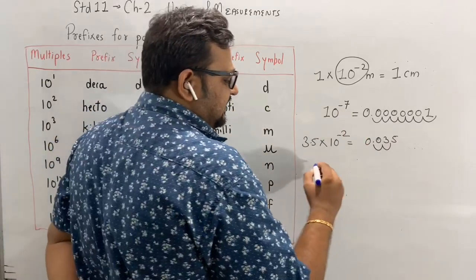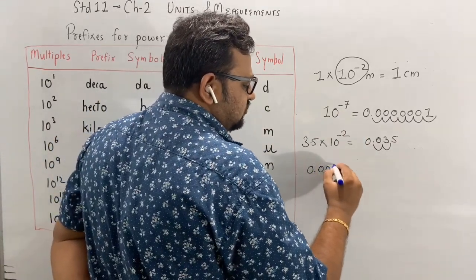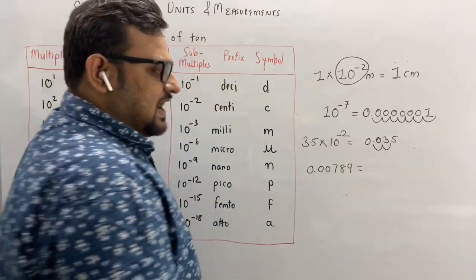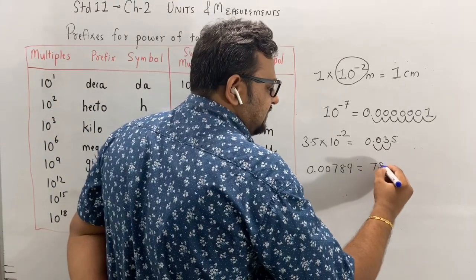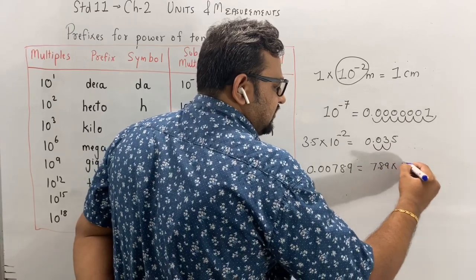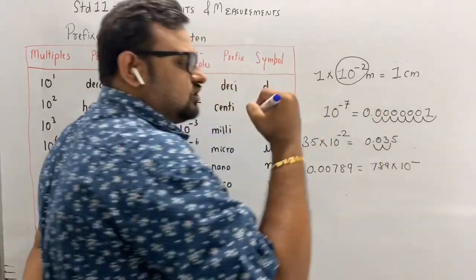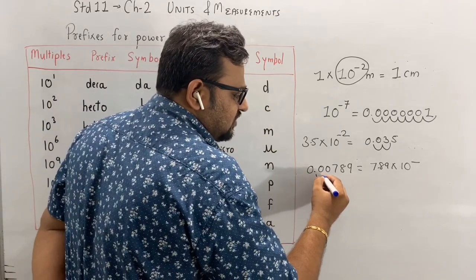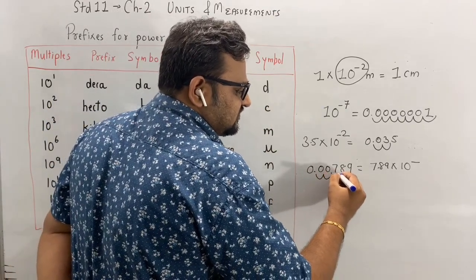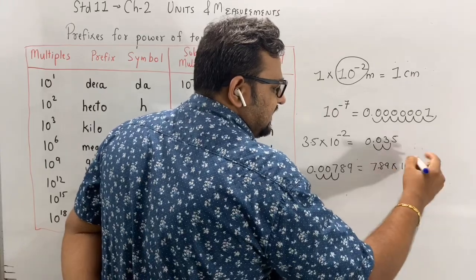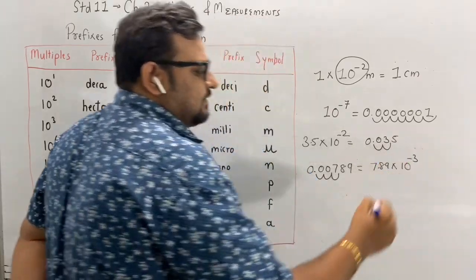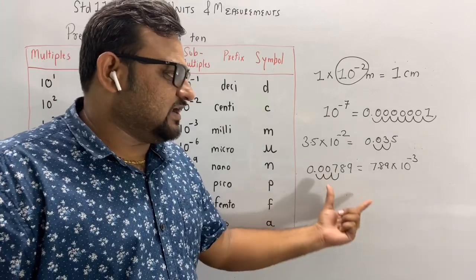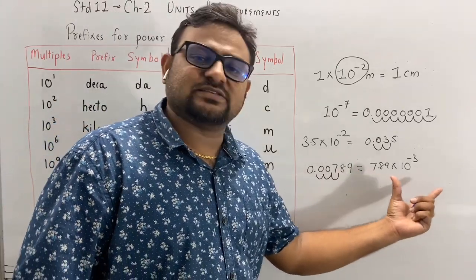When I am removing the power, I am shifting the point on this side. But if it is 0.00789, clear? Then I want to write it as 7.89 into 10 raised to what? Which number will I use? How many places did I shift the point? See, 1, 2, 3. So it will be minus 3. Clear? This is 7.89 into 10 raised to minus 3.